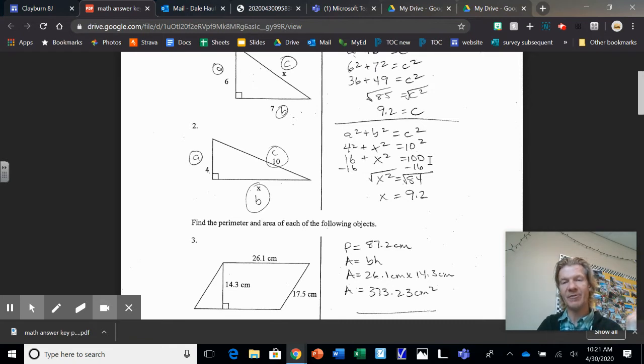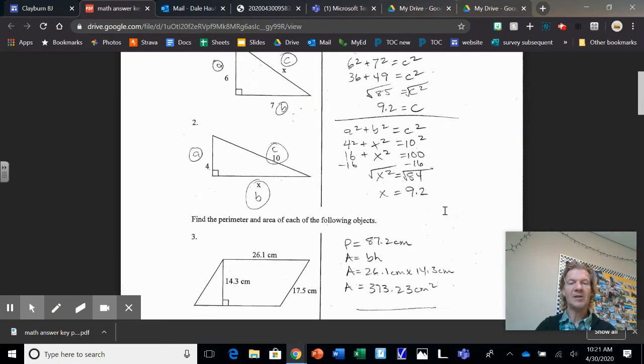Okay, now this one's a little different because I have values on both sides, but just solve it with algebra. Subtract 16 from this side, subtract 16 from this side, and then I'm left with x squared equals 84. Take the square root of both, and x equals 9.2. That's it. There is another video earlier on in this website that shows you how to do Pythagorean theorem too. So you can always look there.